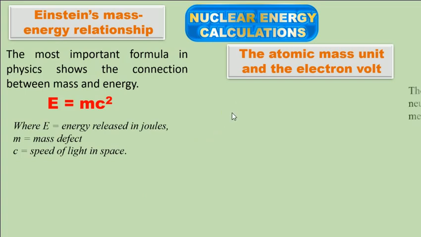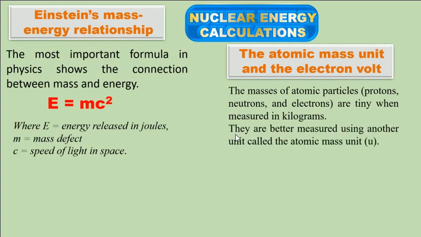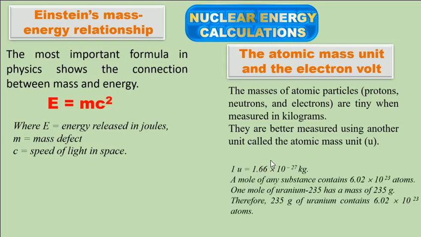So therefore, what are we saying here? The masses of atomic particles, protons and neutrons and electrons, are tiny. If we measure them in kilograms, they are very tiny. So therefore, we better measure them in another unit called atomic mass unit, amu. Most of the time we write that as u. Now, one atomic mass unit, or 1 u, is equivalent to 1.66 times 10 raised to the power minus 27 kilograms. That's one atomic mass unit.